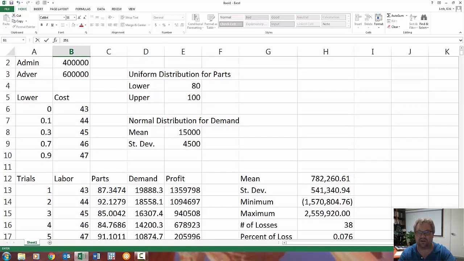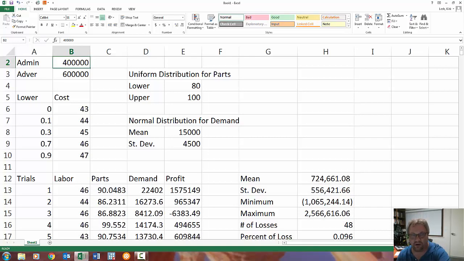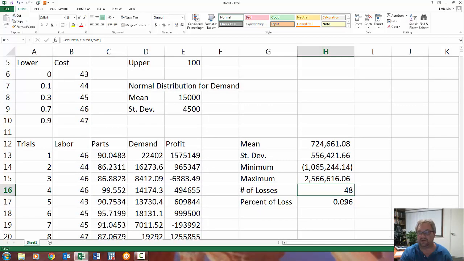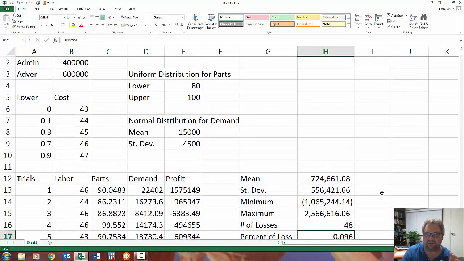So I haven't hit enter yet, but watch, when I hit enter, everything is going to change, right? All of these simulations were redone. And now my profit went up a little bit. Standard deviation stayed about the same. The minimum came up, maximum came up a little bit, and the percent of losses actually went up a little bit, which is okay. It's a simulation, so no big deal.